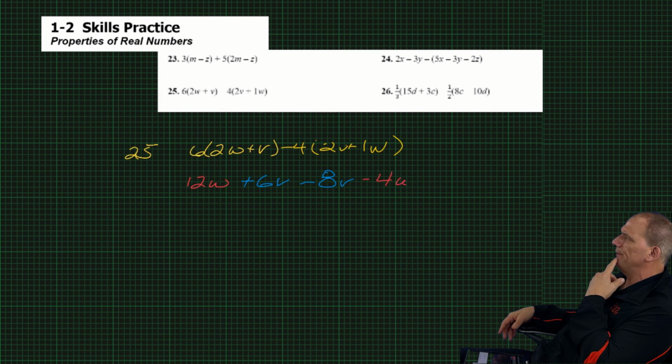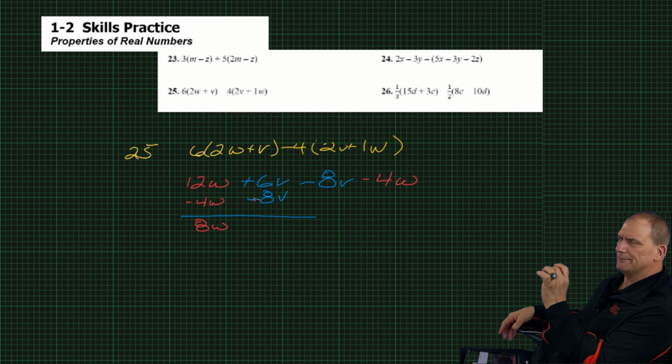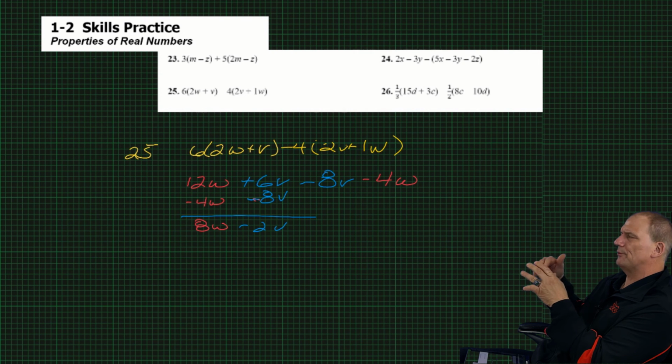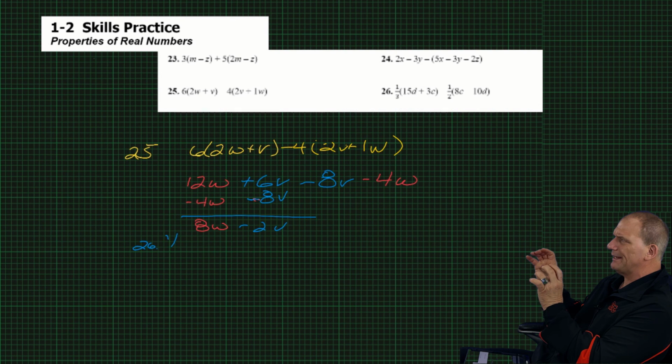12w plus 6v minus 8v minus 4w. 12 minus 4 and 6 minus 8. What are you going to get? I know you know this, so we're going to get 8w, right? And negative 2v. Opposite signs subtract. See, we don't have a problem with 12 minus 4, but what if I wrote negative 4 plus 12? Would you have a problem with that? You're subtracting because it's still opposite signs. Doesn't matter the order.